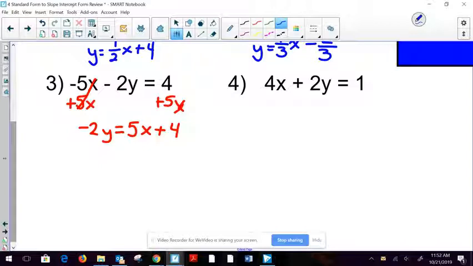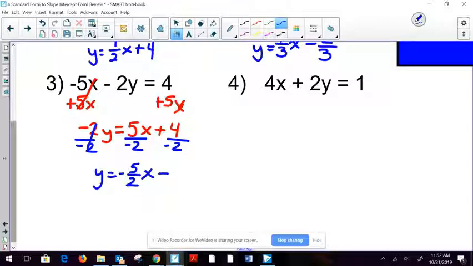So what operation do I do now? Oh, you're on a roll. Divide every single one by a negative 2. So I get y is equal to, all right, so 5 over negative 2, I can't reduce that fraction, so it's just a negative 5 over 2x. And then a positive and negative give me a negative. 4 divided by 2 is 2. And I wrote it in slope-intercept form.